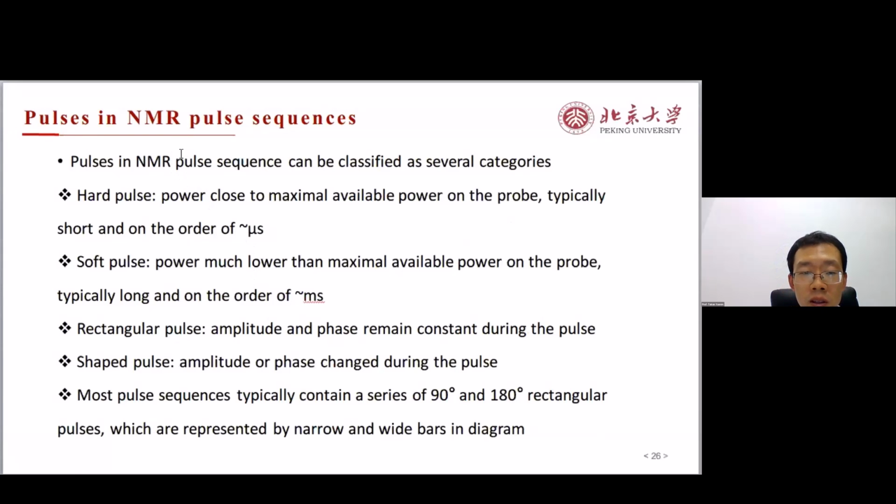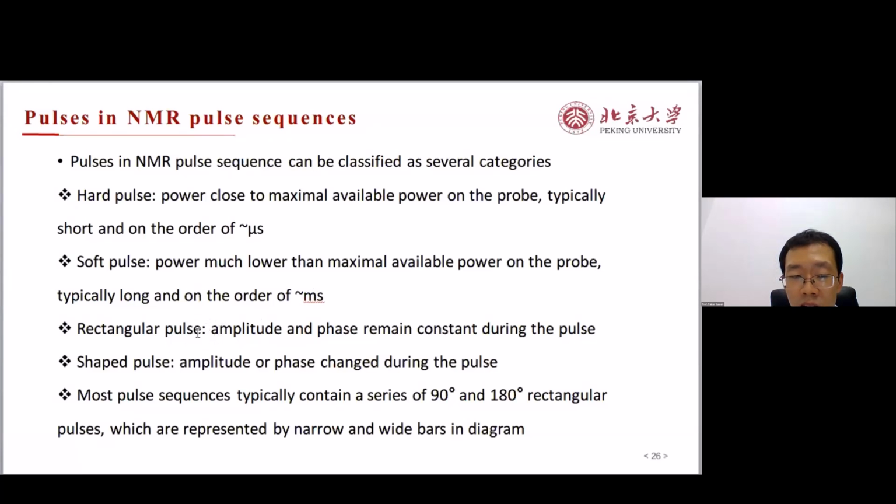So the second component is about pulses. Pulses can be applied in many different ways, but you can typically classify them into several categories. One way to classify is whether it's a hard pulse or soft pulse. The hard pulse means the power of the pulse is close to the maximum available power on the probe. Usually the hard pulse is relatively short, on the order of a microsecond. The soft pulse means the power of the pulse is much lower than the maximum available power on the probe. So typically it's on the order of a millisecond.